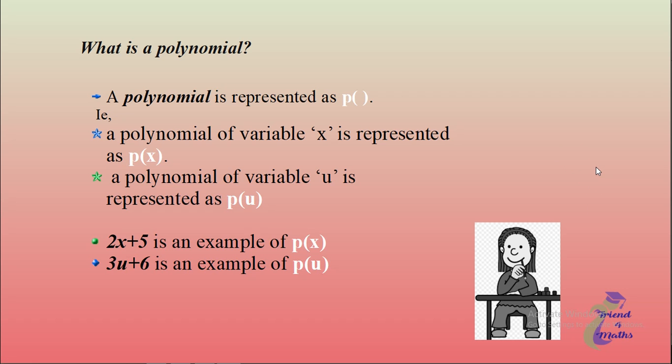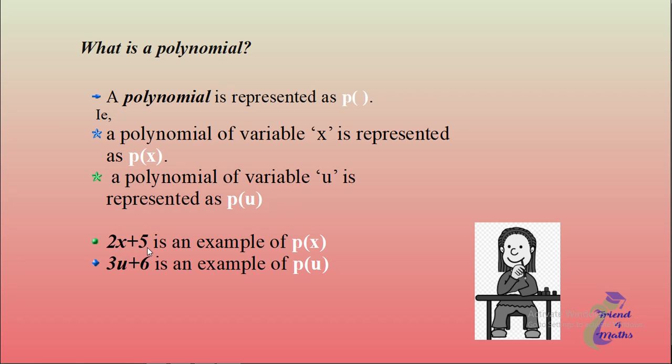What is a polynomial? A polynomial can be represented as P of, and we can write some variable inside this bracket. That is, a polynomial of variable x can be represented as P of x, and a polynomial of variable u can be represented as P of u.